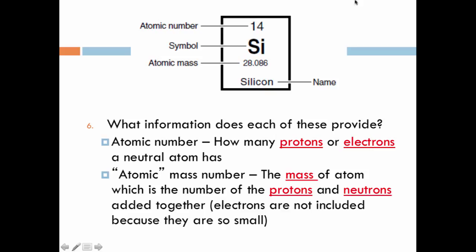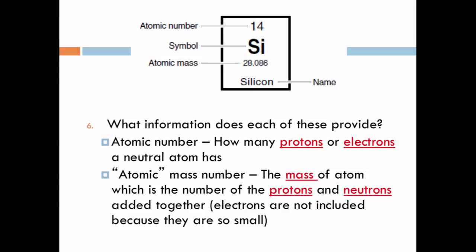So now let's look at the atomic mass, which is the second number under the symbol. The atomic mass number is the mass of the atom, pretty much meaning it's the mass of the nucleus. Because remember what I said about those pesky electrons? They are so small that we consider them to have zero mass. So when you're actually looking at the atomic mass, it is just the protons plus the neutrons. So it's the protons and neutrons added together.